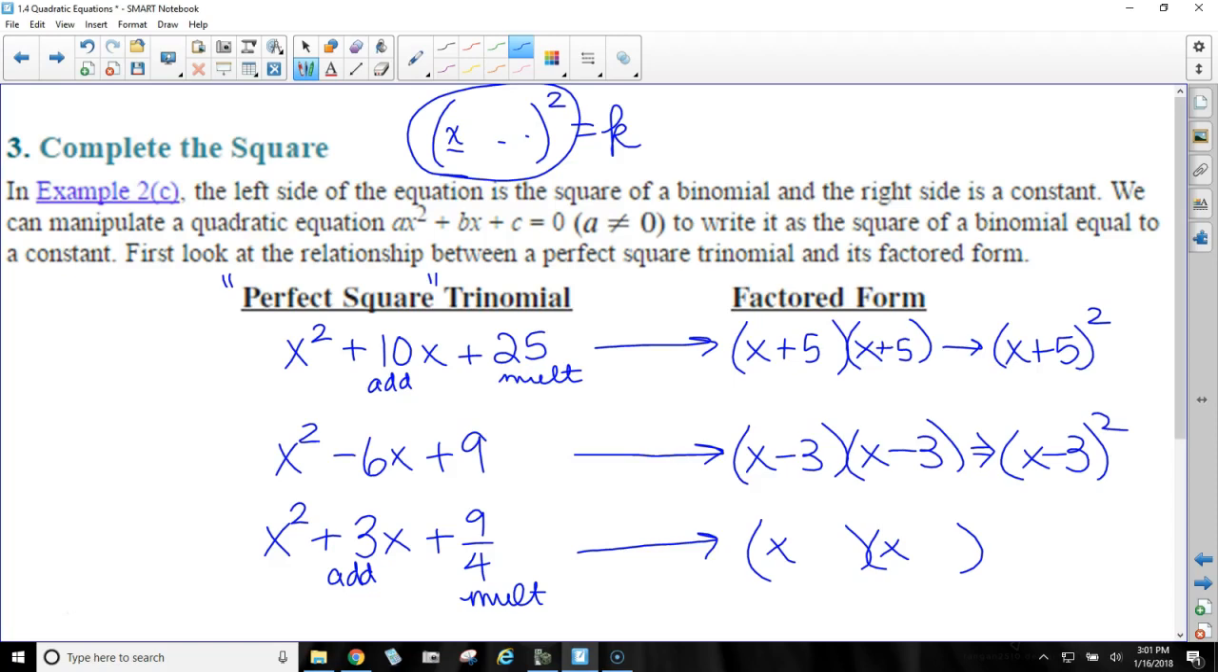So the two numbers that multiply together to give us 9/4, but add together to give us 3, are going to be 3 halves and 3 halves. That's equivalent to 1.5, right? So you can see why they would add together. 1.5x and 1.5x will give us the 3x. And then last times last, the 3 halves times the 3 halves would give us the 9/4. So I know that's a little bit ugly, but sometimes you are going to have to deal with those fractions. We will then write this as x plus 3 halves quantity squared. Okay?